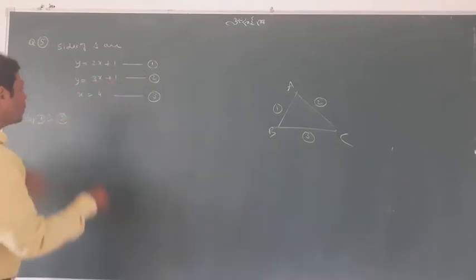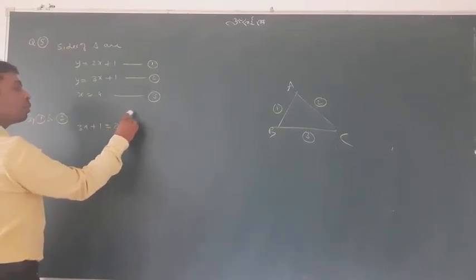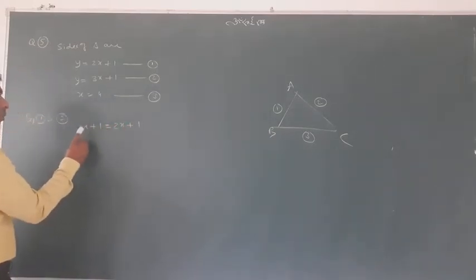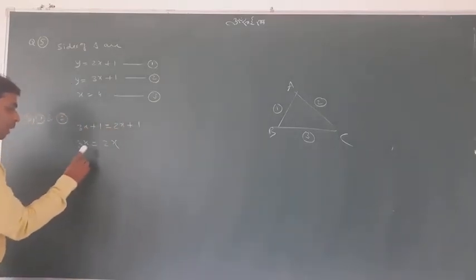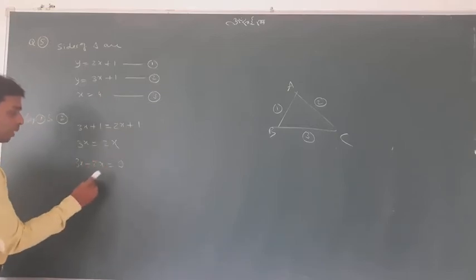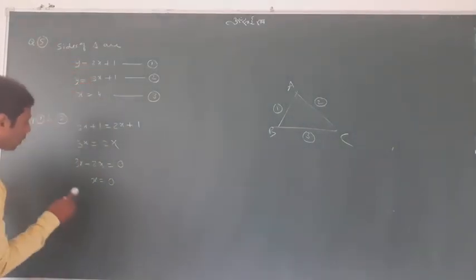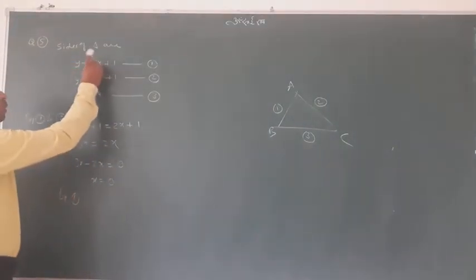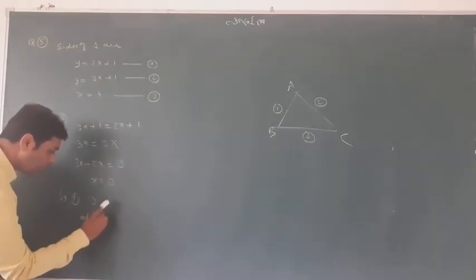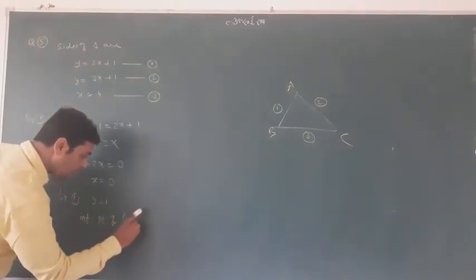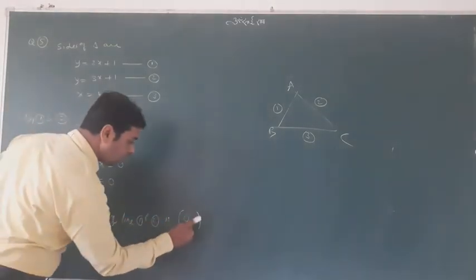2x plus 1 and 3x plus 1 are equal, y equal to y. So 3x plus 1 equals 2x plus 1. The 1 and 1 cancel, so 3x equals 2x. Don't cancel x and x, don't be silly. 3x minus 2x is equal to 0, so x is equal to 0. We have got one point. Put x equal to 0 in one of the equations, 1 or 2. Then y equals 1. So the intersection point of lines 1 and 2 is (0, 1).